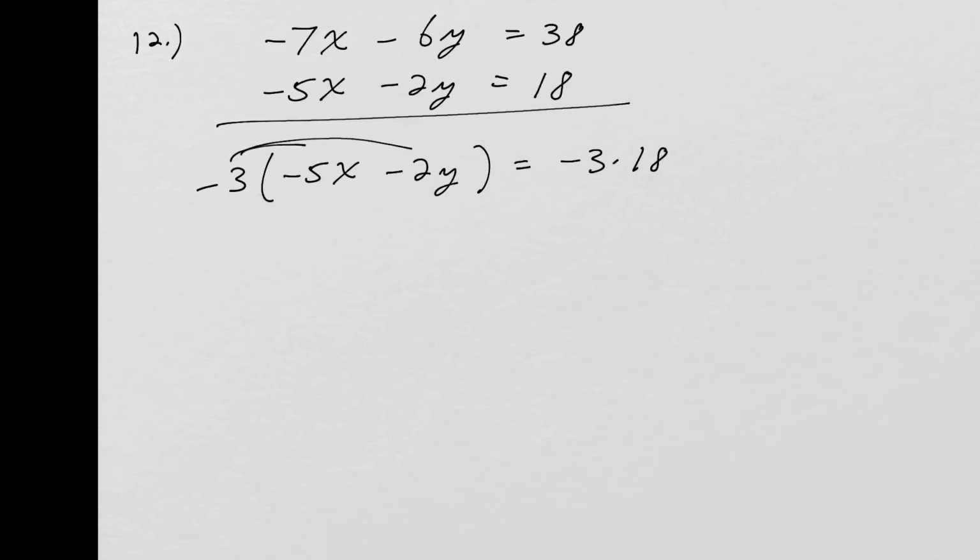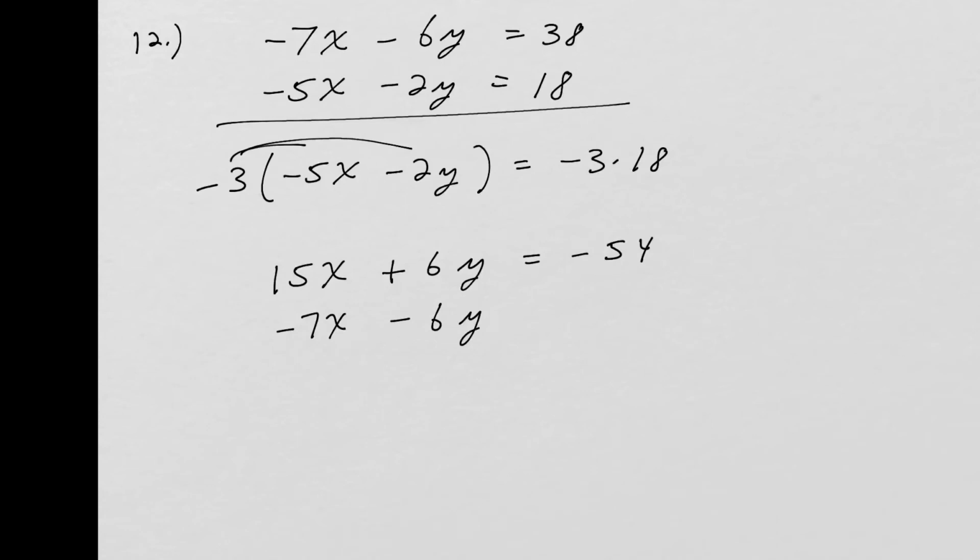Okay, so I need to distribute the negative 3. So negative 3 times negative 5x is positive 15x. Negative 3 times negative 2y is plus 6y. Again, we did that on purpose, right, to get a plus 6y there. And then negative 3 times 18 is negative... what is that, 54, I guess, right? So negative 54. So now let me write down the first equation again.